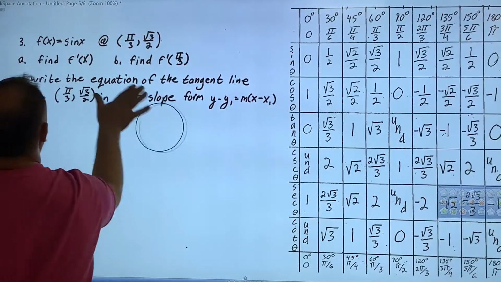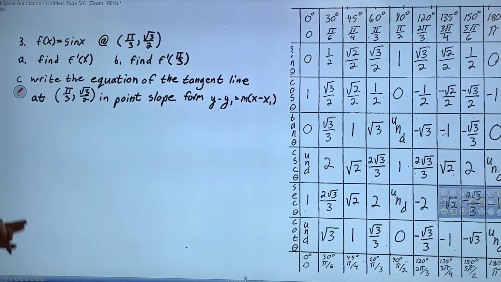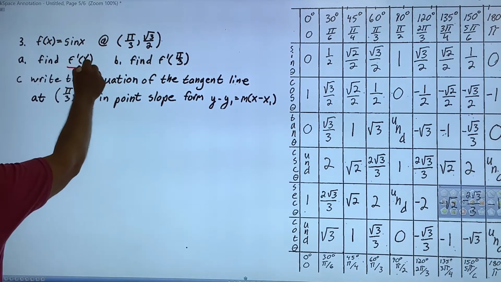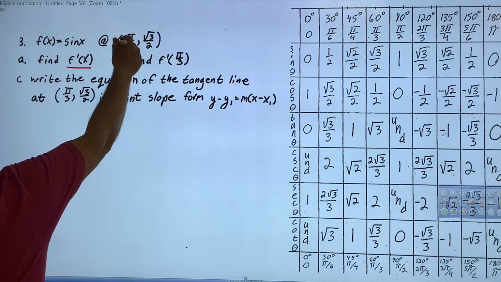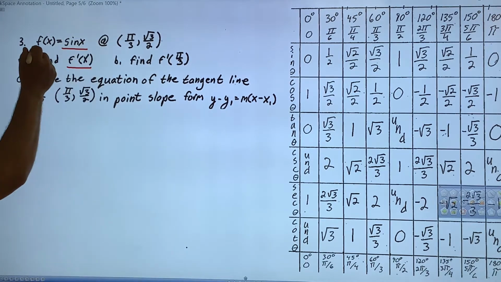This is another derivative problem. However, it's got some tricks that make it a little bit more tricky. So the first thing it wants me to do is find the derivative of sine x.